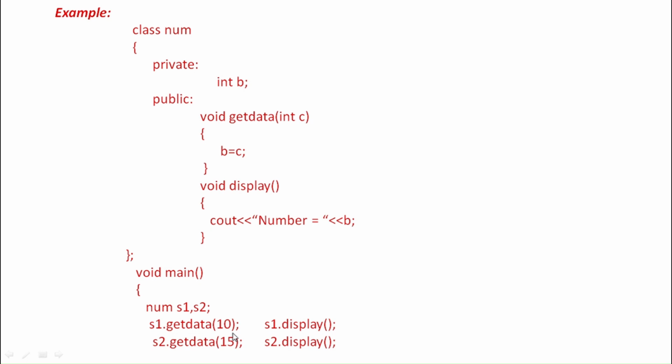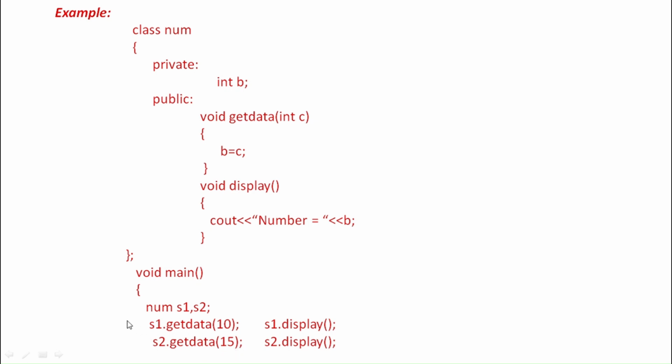So what happens here is, first I have written s1.getData of 10, right? So where does this 10 go? It goes to int c, right? And what does this int c do? It sends that 10 to b, and 10 is stored in b, okay? And the same thing happens with 15.